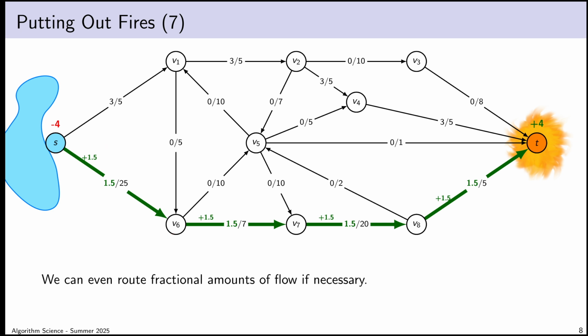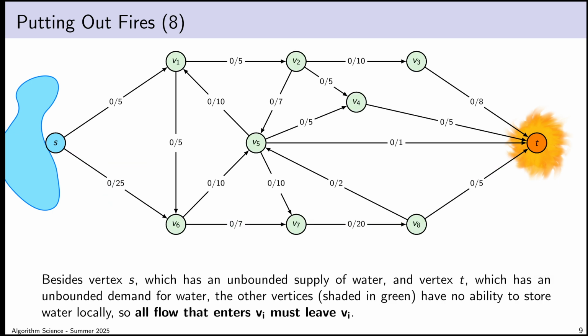I can route a fractional amount if I want, so I could route 1.5 units. If I wanted to, I could even route some irrational number, like pi units out of 25, although maybe I'd rather not think about that case for now. Now, besides vertex S, the other vertices in my network don't have access to a supply of water, and in fact, they also don't have any storage capacity.